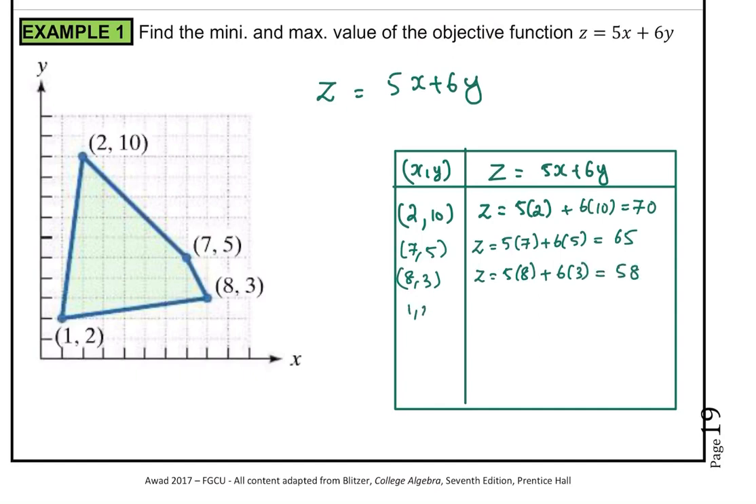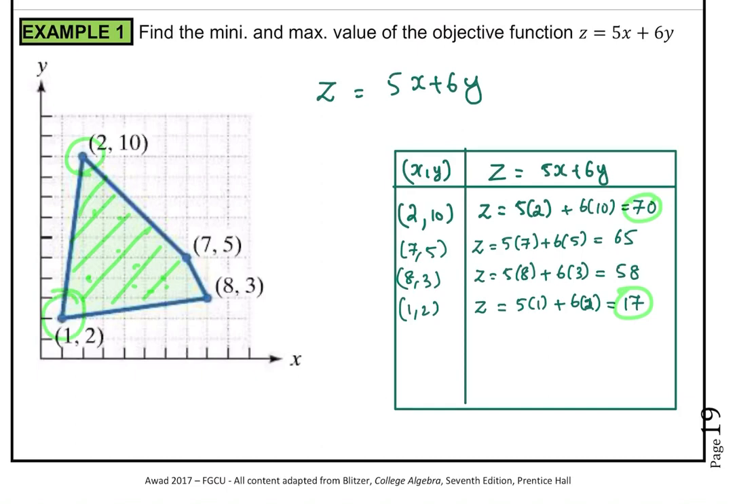When I plug in 1 comma 2, z would be 5 times 1, which is 5, and then 6 times 2, which is 12. So 12 plus 5 is 17. Out of all these numbers, the maximum is this one, and the minimum is this one. For this particular function, if you take a look at this entire region, no matter what point you take, the maximum is going to happen at this particular point, that is 2 comma 10. The minimum is going to happen at this particular point, which is 17.